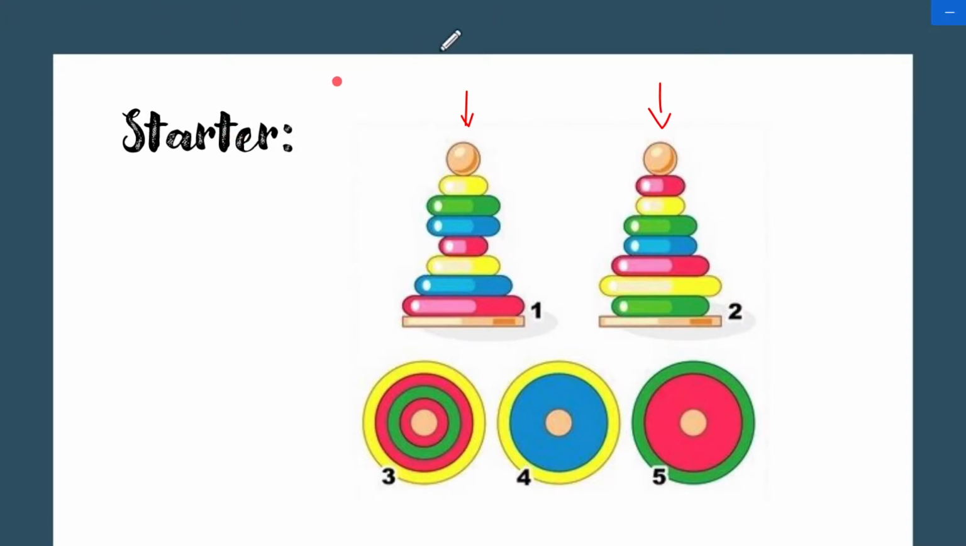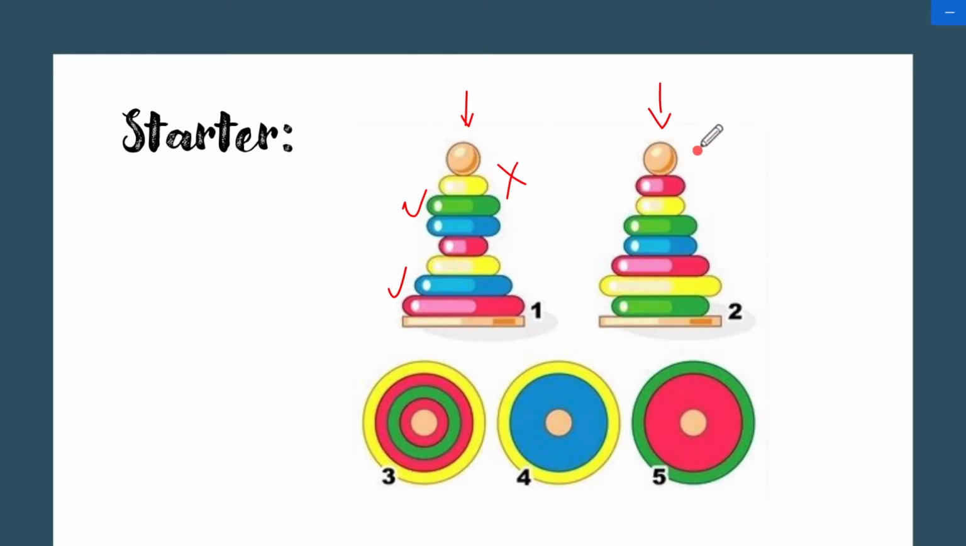Okay, so let's see. If you look at this shape here, this one doesn't have anything to match with. So if you look from the top here, you're gonna see an orange circle. And then you should be able to see a green one and then a blue one. But there is no orange and then green and then blue. Okay, so this doesn't have anything matching.